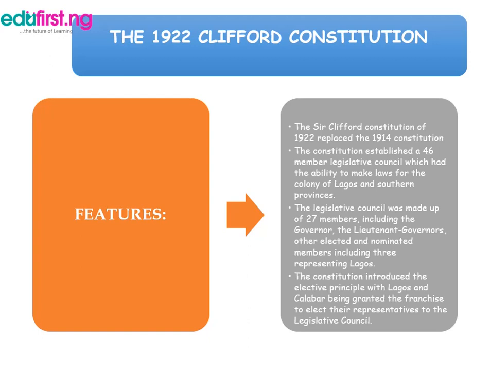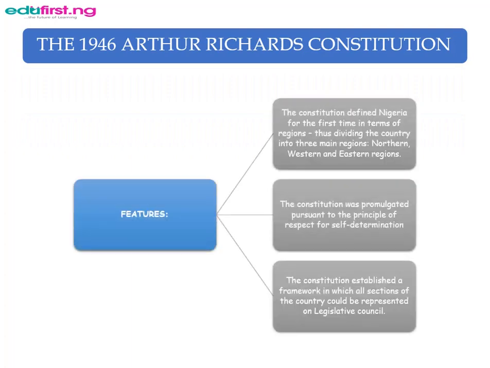It introduced the elective principle into Lagos and Calabar alone in the country. That is, those in Lagos and Calabar had the right to vote and to elect their representatives. After the 1922 Constitution, we had the 1946 Arthur Richards Constitution, popularly known as the Richards Constitution.